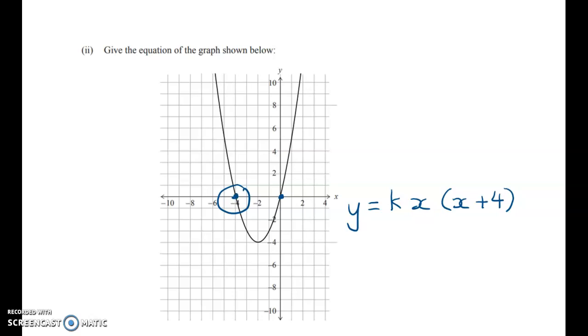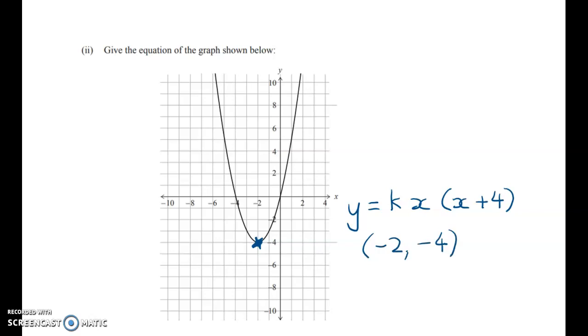Because I could have this one, or I could have a parabola that goes like that, or one that's even steeper than the one we've got here. So to find that scale factor, I need the value of another point on the graph, and I have to use a blobby point. Now here, I've got the vertex, so I might as well use that point. So that point is -2 for x, -4 for y.